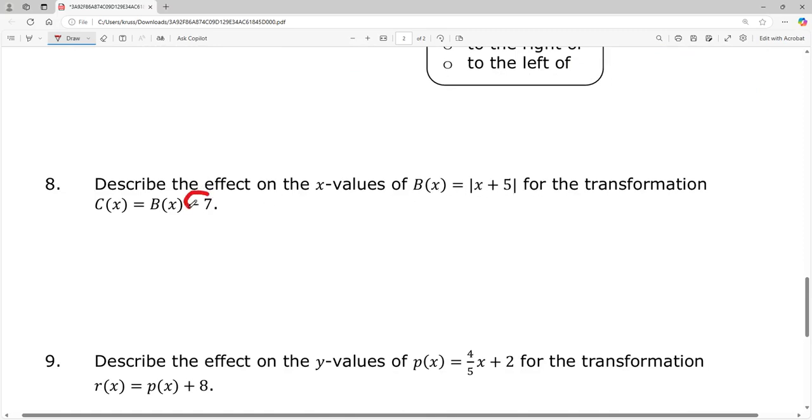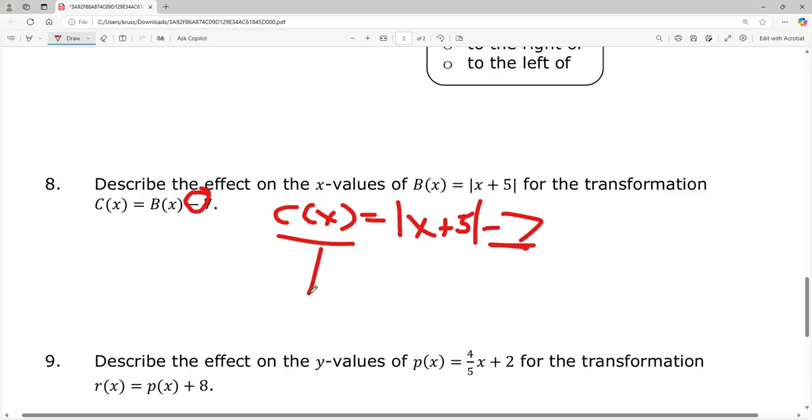So this is pretty simple, right? c sub x is going to be equal to the absolute value of x plus 5 minus 7. So this is a downward shift, right? c sub x is 7 below b sub x. So we'll say b sub x looks like this.